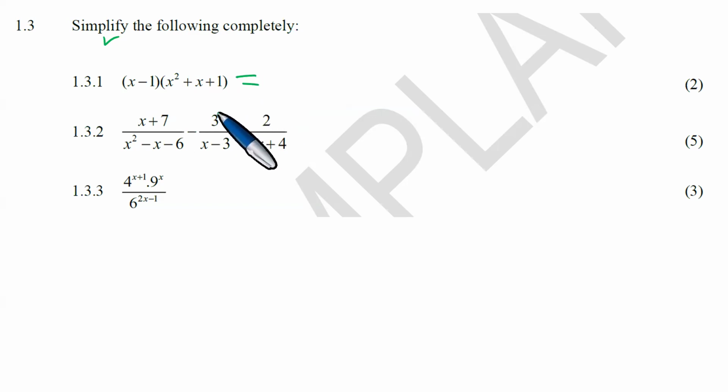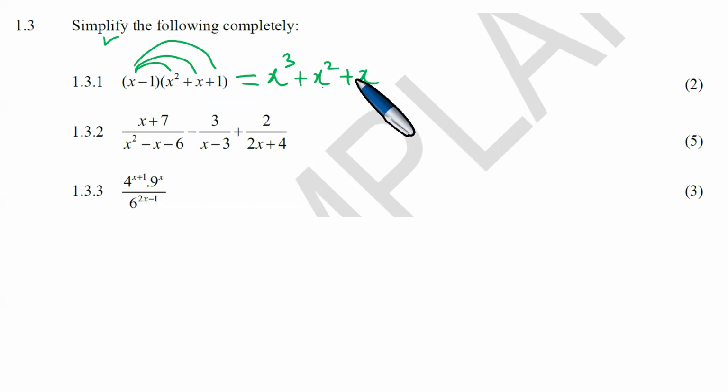Multiply x times x squared. And what do we get? x cubed. And then x times x is x squared. Brilliant. And then x times 1 is x. Then next, what do we do? Negative 1 times x squared, giving us minus x squared. And this times this is negative x. And this times that is negative 1.